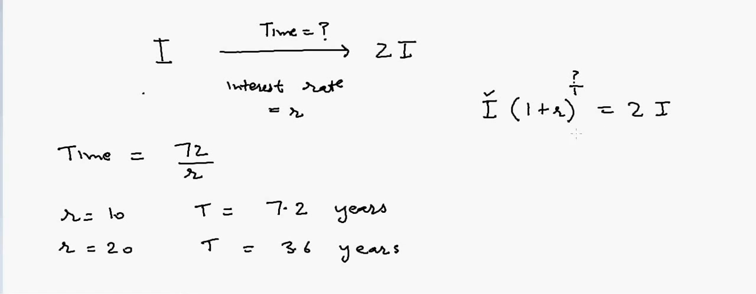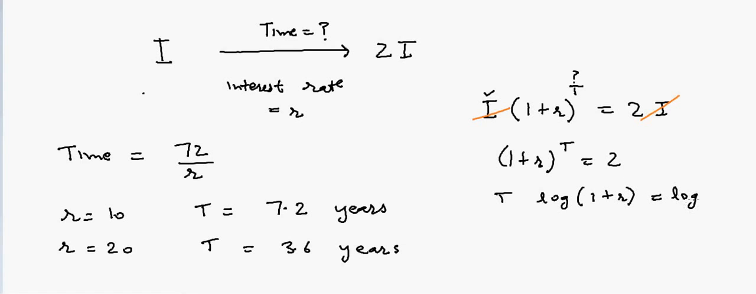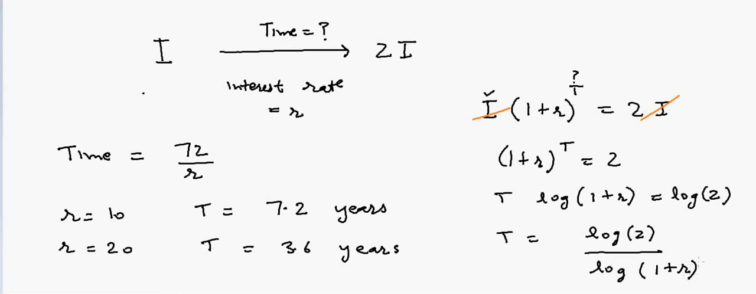Now if we solve this equation, I will be cancelled out by the other I, and then we have (1 plus r) to the power t is equal to 2. Further, if you take log on both sides, it will be t times log of (1 plus r) is equal to log of 2, or t is equal to log of 2 divided by log of (1 plus r).